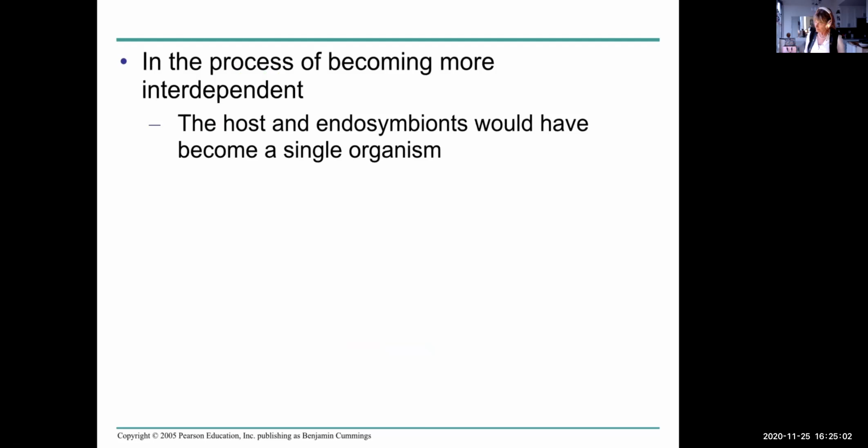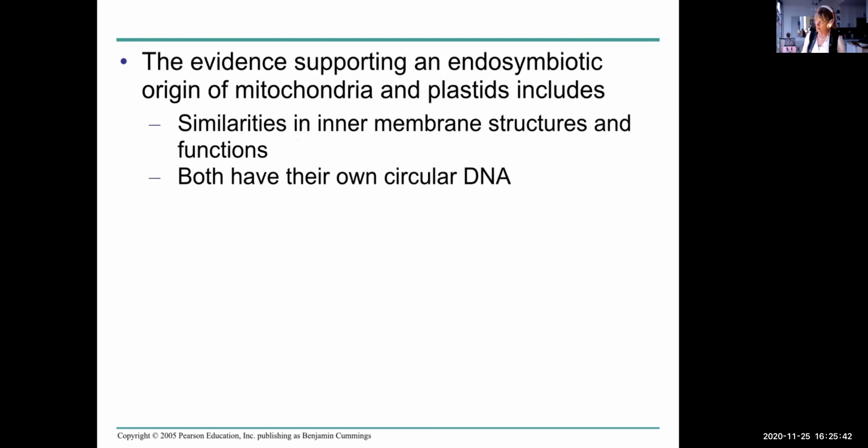So probably, possibly, the host which engulfed these organisms, the endosymbionts, would have become a single organism because they operated better together. And even now, there are some colonial organisms like Volvox. I don't know if you remember, we looked at that way back. That protist is colonial, but now people are saying, oh no, it's multicellular. So it just depends how specialized cells become in a colony. Yeah, so this is evidence supporting an endosymbiotic origin of mitochondria and plastids. That's like the chloroplast. They have very similar membranes, and they both have their own circular DNA.